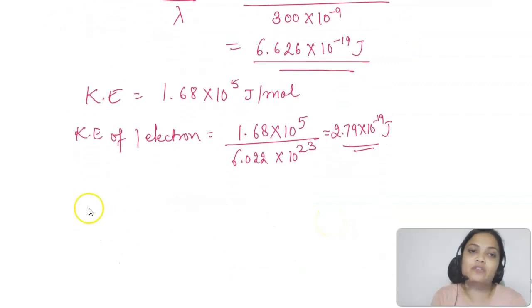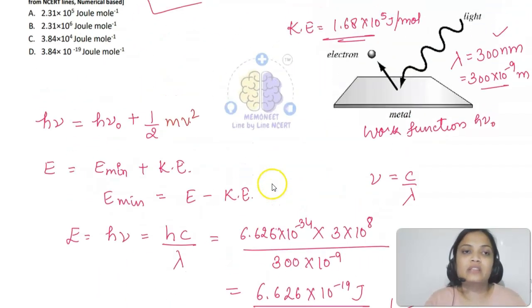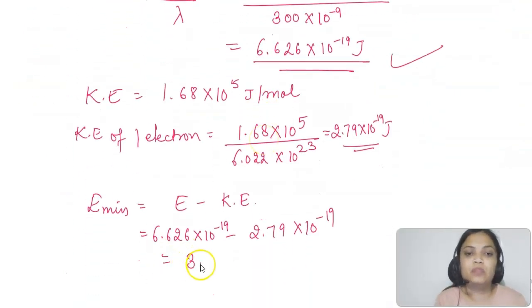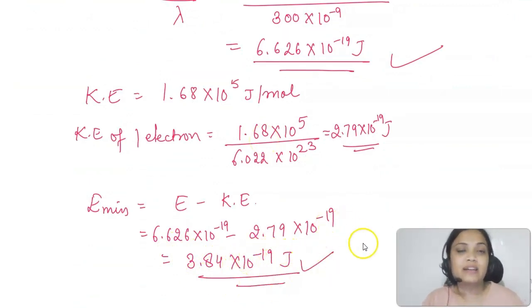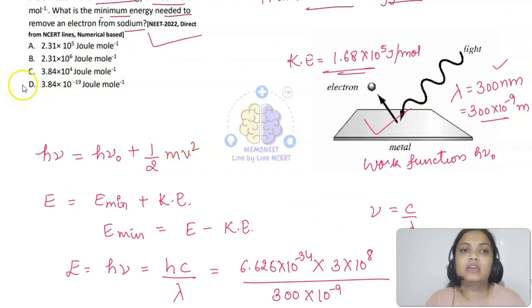Now you can clearly find out the minimum energy. Minimum energy is E minus kinetic energy. So E I have calculated as 6.626 into 10 to the power minus 19 minus 2.79 into 10 to the power minus 19. Now you can see the units are the same, just need to subtract. It will come out to be 3.84 into 10 to the power minus 19 joule. So this is the minimum energy required to remove an electron from the sodium metal. So this will be the answer.